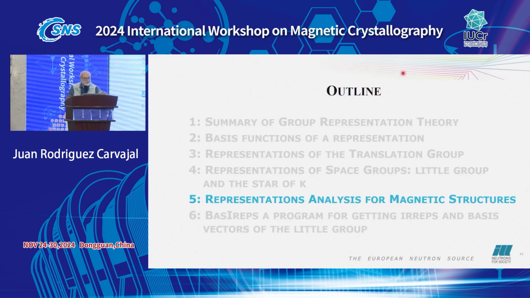What is the interest of this kind of theory for magnetic structures? Like for whatever kind of physical problem in which symmetry is involved, the representation theory is important.